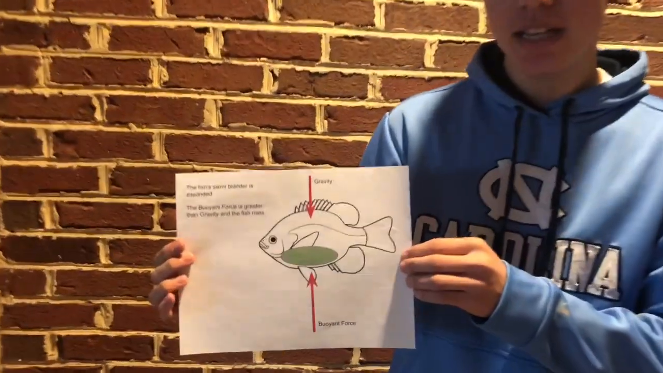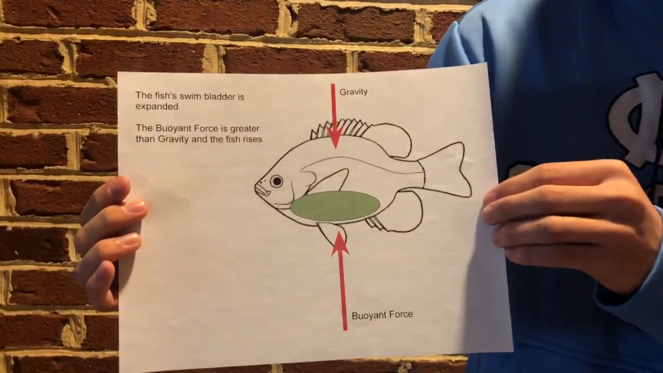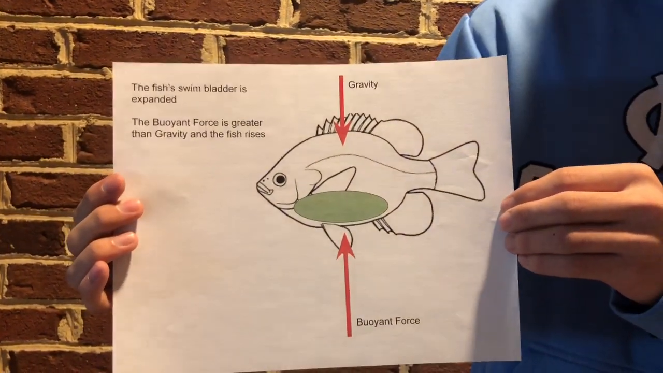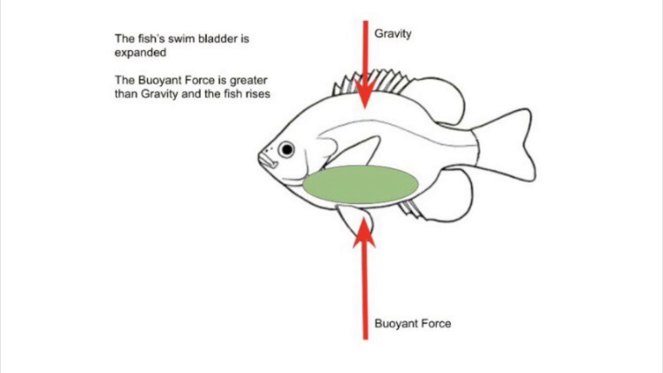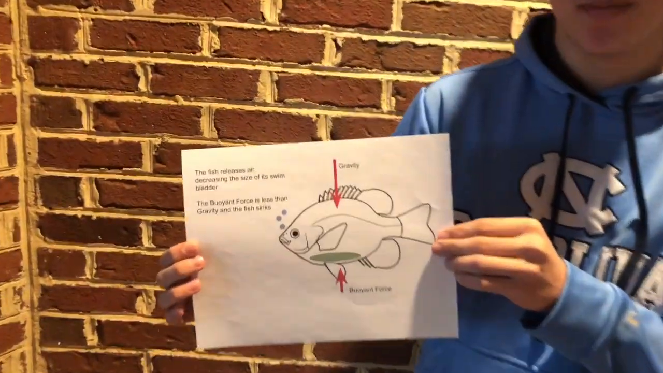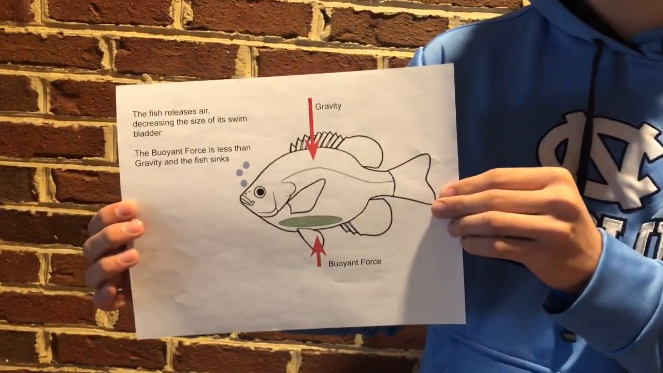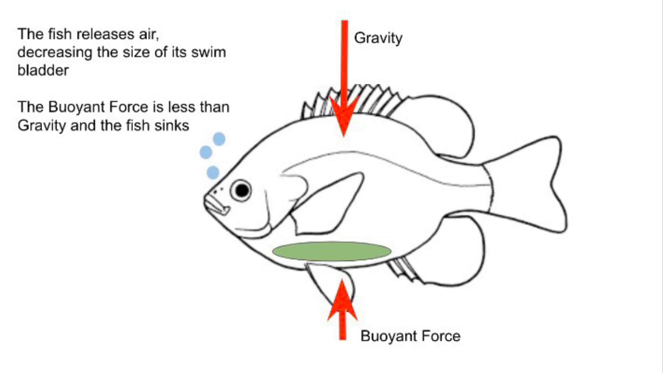Relating this concept of buoyancy to fish and their swim bladders, you can see in this diagram that the fish's swim bladder is expanded, which causes the buoyant force of the fish to increase, exceeding the force of gravity, causing the fish to rise. And in this diagram, the fish has released air, causing its swim bladder to decrease in size. This causes the buoyant force to decrease, making the force of gravity exceed the buoyant force, causing this fish to sink.